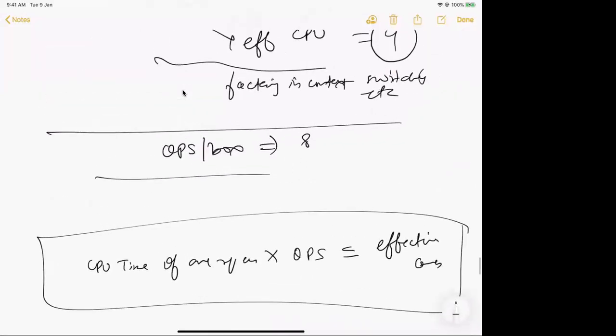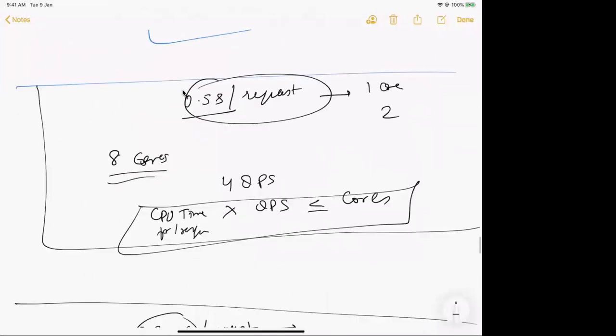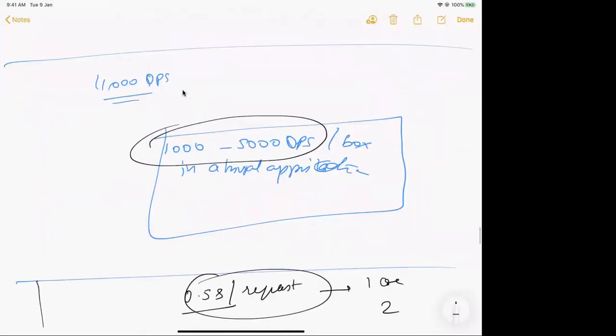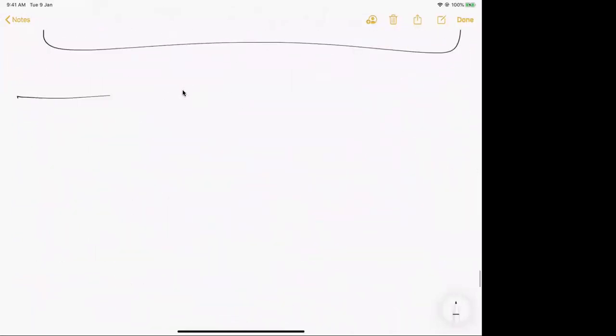This is something that you guys should be able to understand now. Let's move ahead. I was talking that our system that we just saw had a QPS of 11,000. Where did that QPS come from? That came from looking at the number of requests per day, and how many seconds there are in a day.